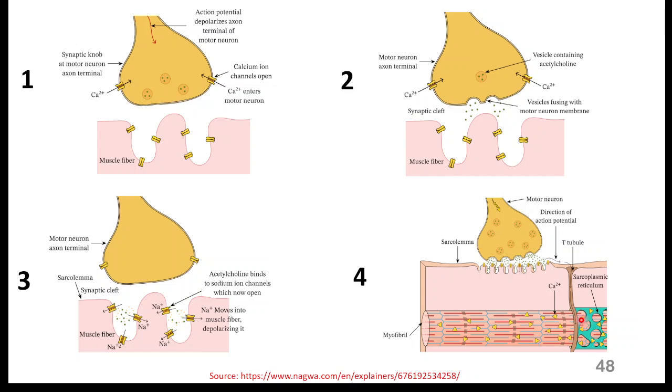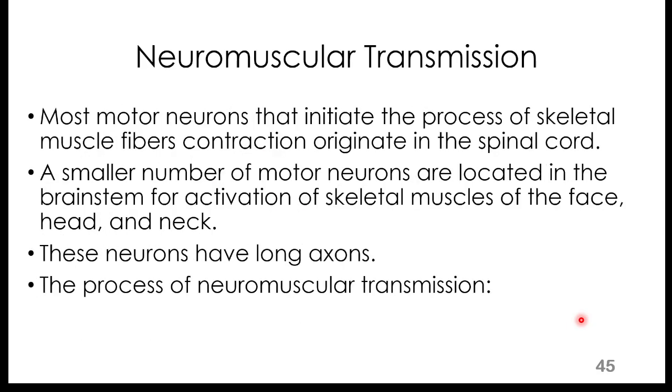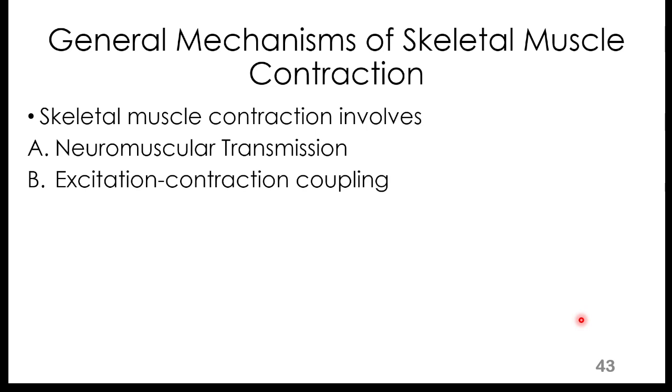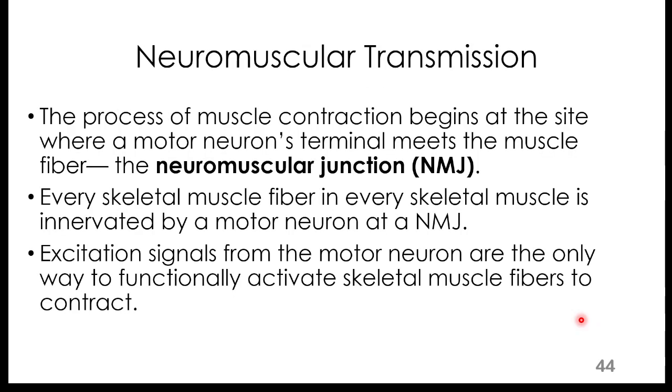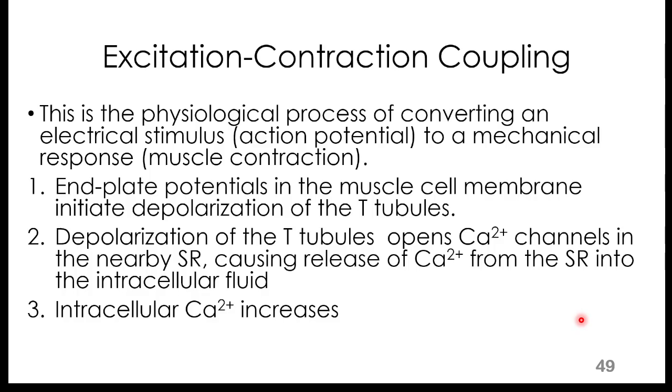All right. So what we just described were the events at the neuromuscular junction, neuromuscular transmission. The next step is to talk about excitation contraction coupling, which we've already been talking about earlier, but let's just repeat it.